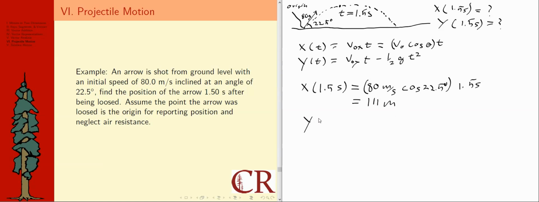And we can do y in a very similar way. Y of 1.5 seconds is equal to what? This one is a little bit more complicated. If I go back to my generic formula, we can recognize that for the y component of velocity, it would be v naught sine of the initial angle times t, and then there'd still be the minus 1/2 g t squared. That's my recipe for what I'm going to do down here. So this is going to look like 80 meters per second times cosine. I'm sorry, this should be sine.